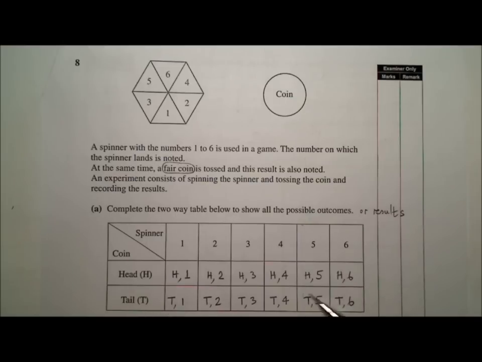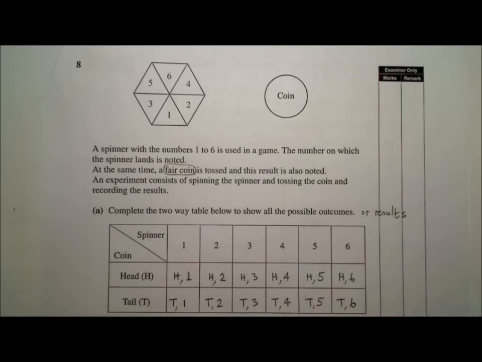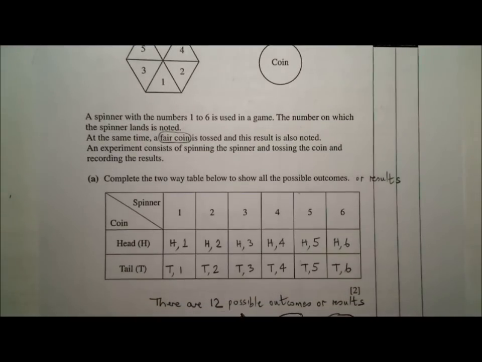And then this row here gives us the outcomes or results whenever we get a tail on the coin. So tail and a 1 on the spinner, or we could get a tail on the coin and a 2 in the spinner, and so on. So you get 2 marks for filling in the table, and obviously recognizing that there are 12 possible outcomes or results. So there's 6 in this row and 6 in this row, so there's a total of 12 possible outcomes or results.